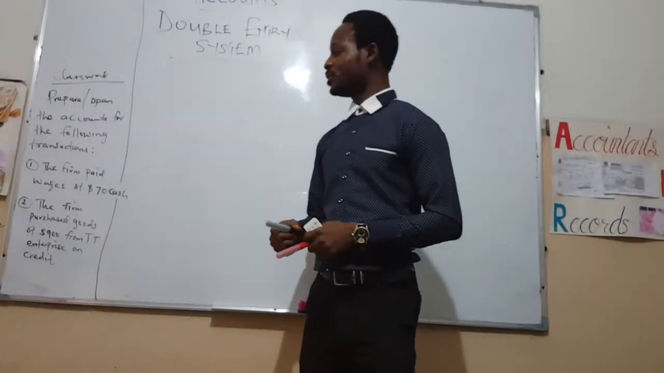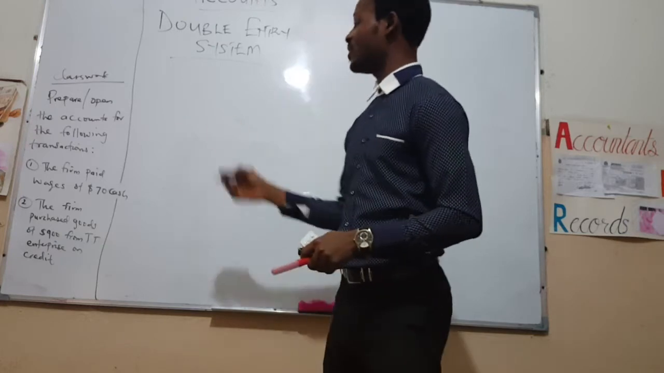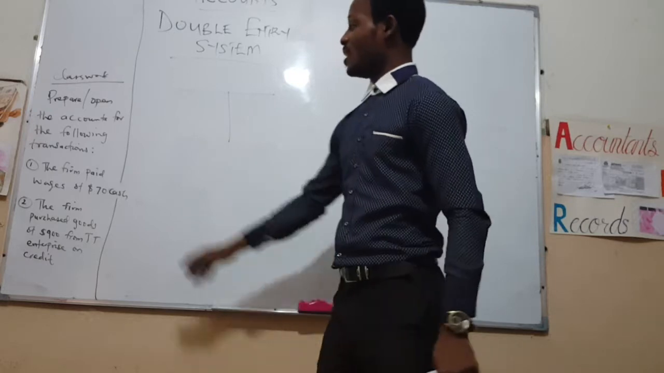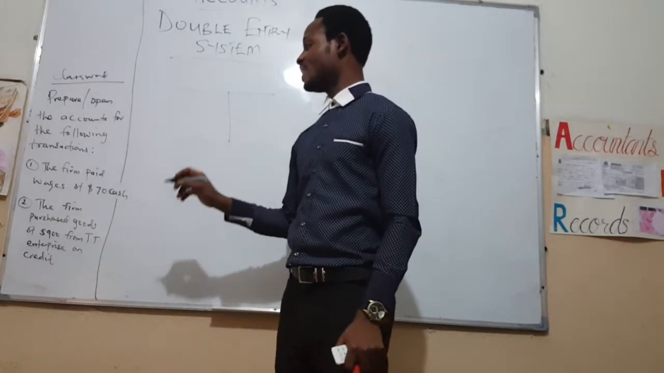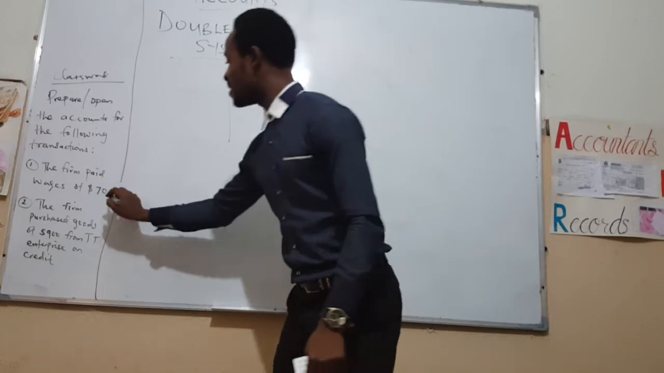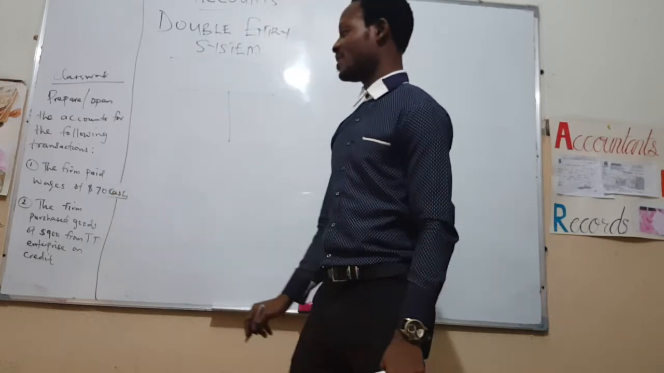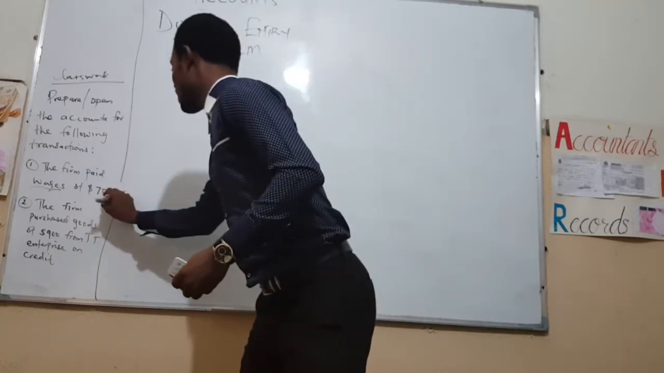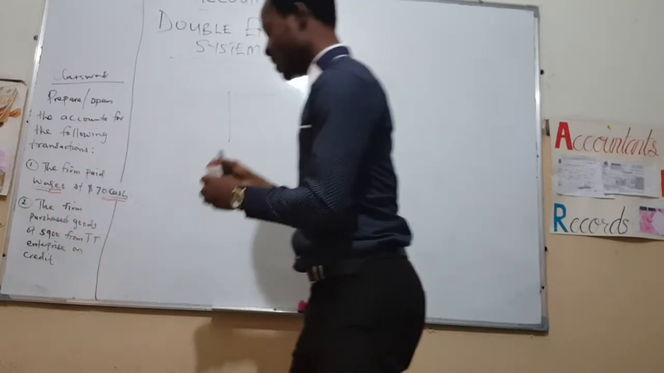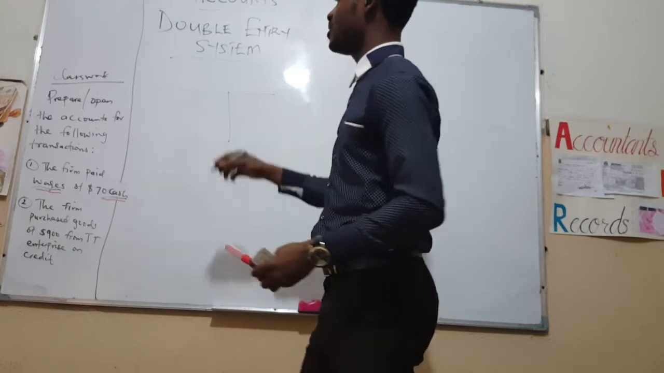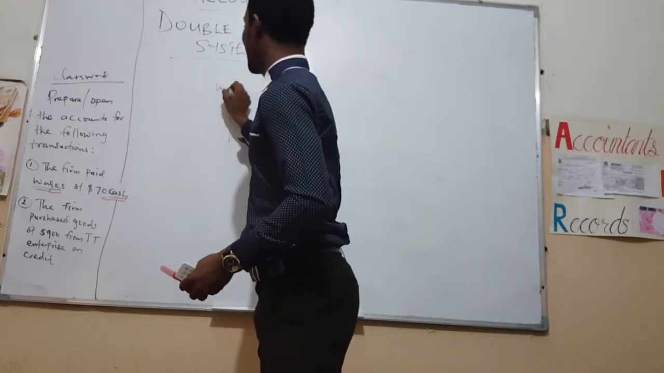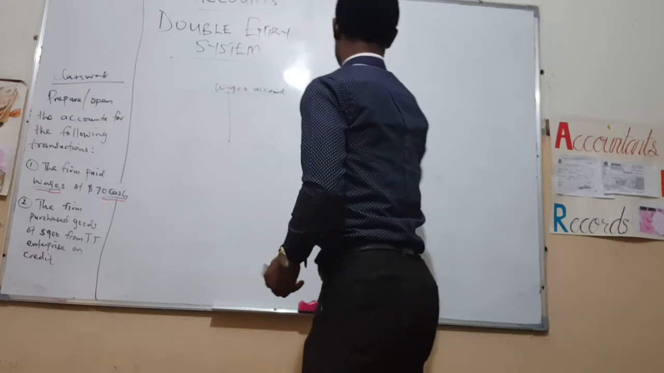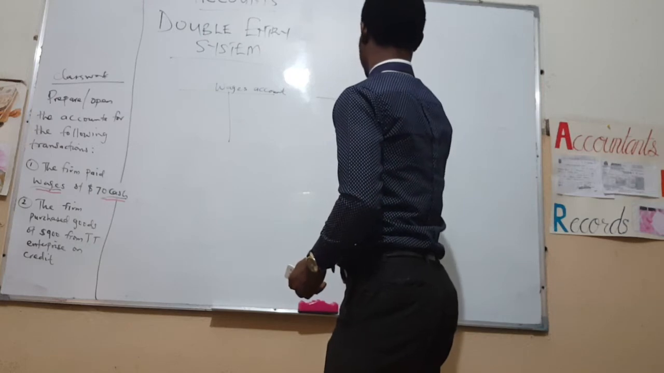So the solution to the transactions given to us is given here. The firm paid wages of $70 cash. That means the cash account is affected. The wages account is also affected. Cash and wages. That means the two accounts I will open for the first transaction are the wages account and the cash account.